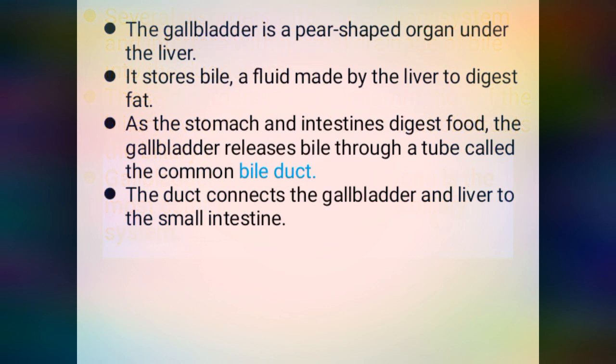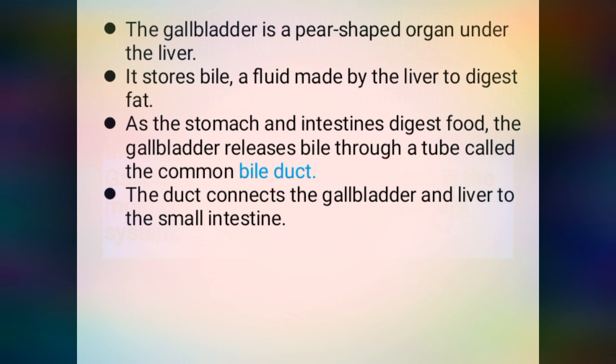In terms of its anatomy, the gallbladder is a pear-shaped organ which is found just beneath the liver, because we said that it stores the bile that is secreted from the liver. It stores the bile, which is the fluid made by the liver, for the digestive system, and its function is to aid in the digestion of fats.